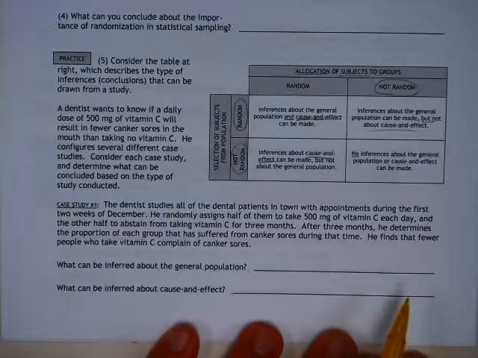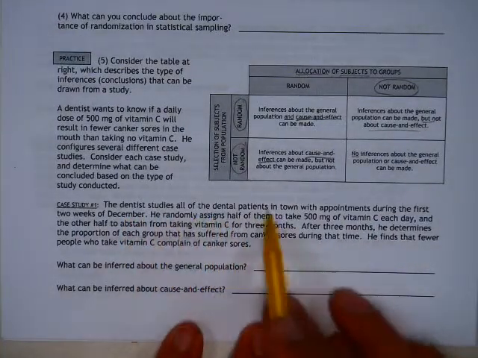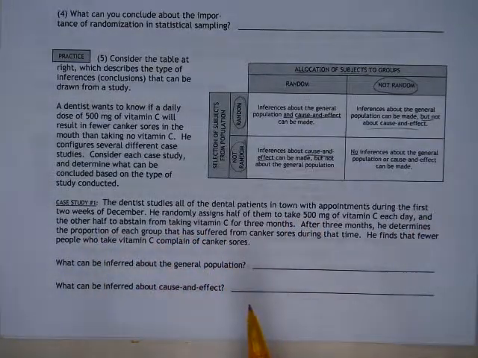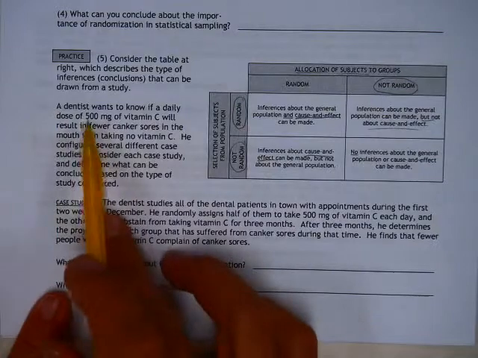So let's just take a quick look at this first case study. The dentist studies all dental patients in town with appointments during the first 2 weeks of December. Well, it's taken during a certain time of year. We don't know why, but maybe there's a connection there. Maybe it's people who had too much candy during Halloween all have an increase of cavities, and therefore vitamin C is going to be canceled out or something like that. But sorry, I'll lay some foundation here.